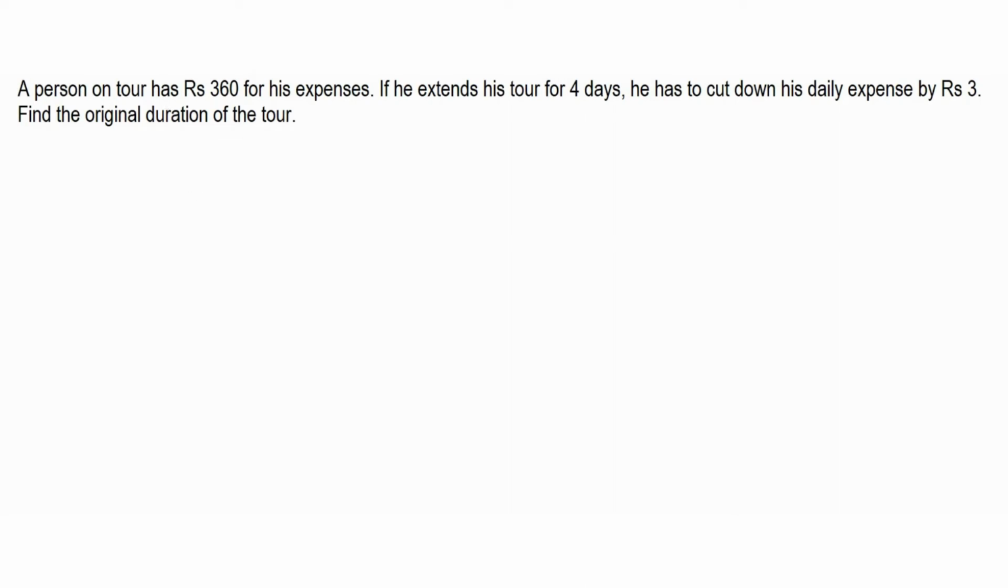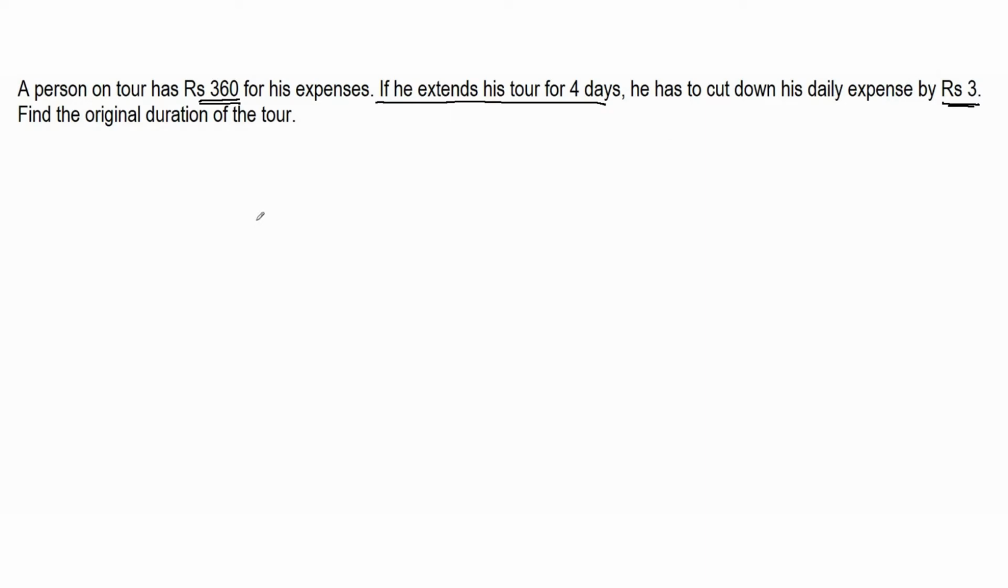A person on tour has rupees 360 for his expense. If he extends his tour by 4 days, he has to cut down his daily expense by 3 rupees. Find the original duration of the tour. So a person has taken rupees 360 for his expenses, and he's decided to budget some amount for a single day. Now if he decides to extend his tour for 4 days, then of course with the same money in his hand, he will have to cut down his daily expenses by 3 rupees, right?